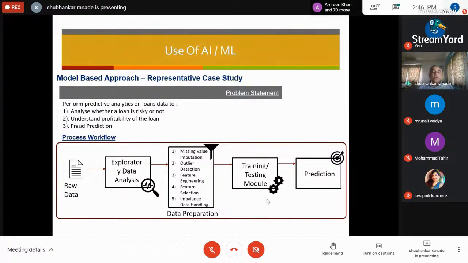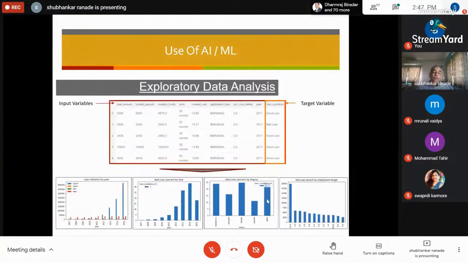So what we are doing here, as an exercise of data science, is we have a complete process flow of how this entire exercise is carried out. There is a first step called exploratory data analysis, which consists of missing value imputations, outlier detection, feature engineering, feature selection, imbalanced data handling. Now I'm sure you will learn all this some day or other as part of the course. Then training and testing the model, and then actual prediction.